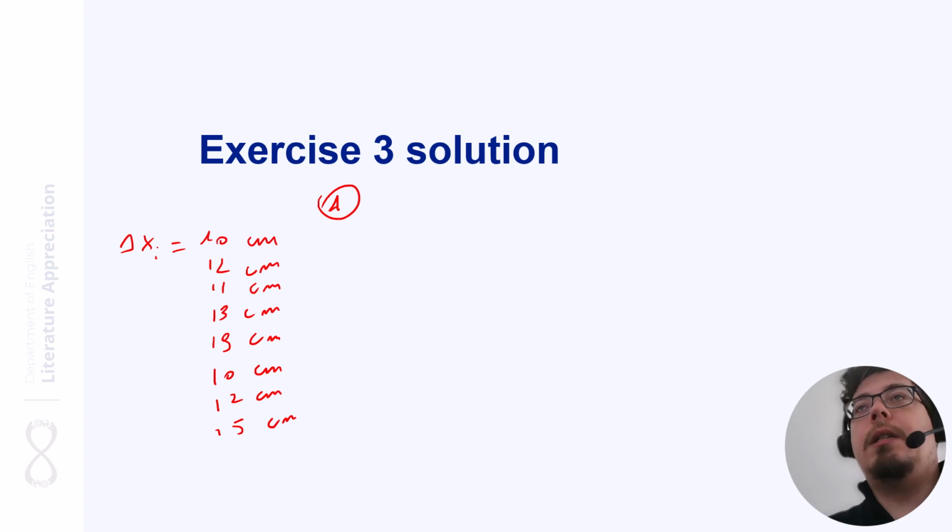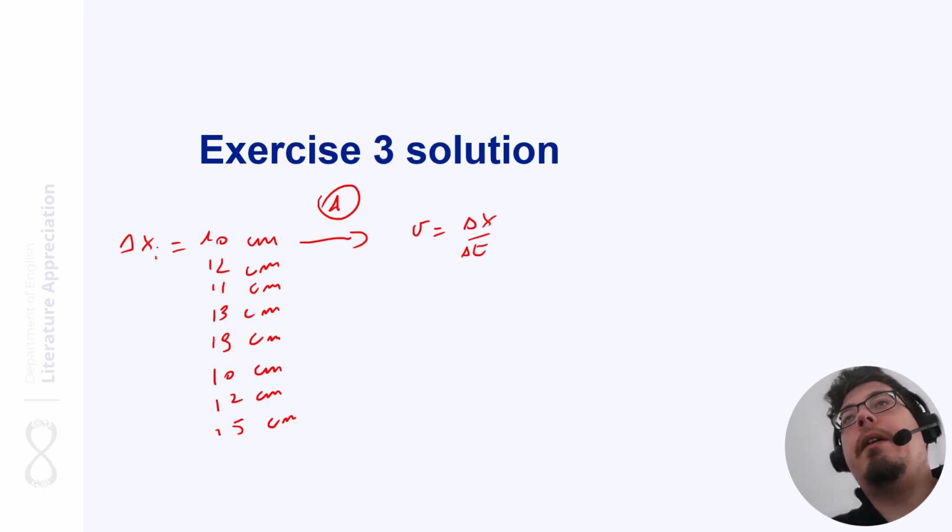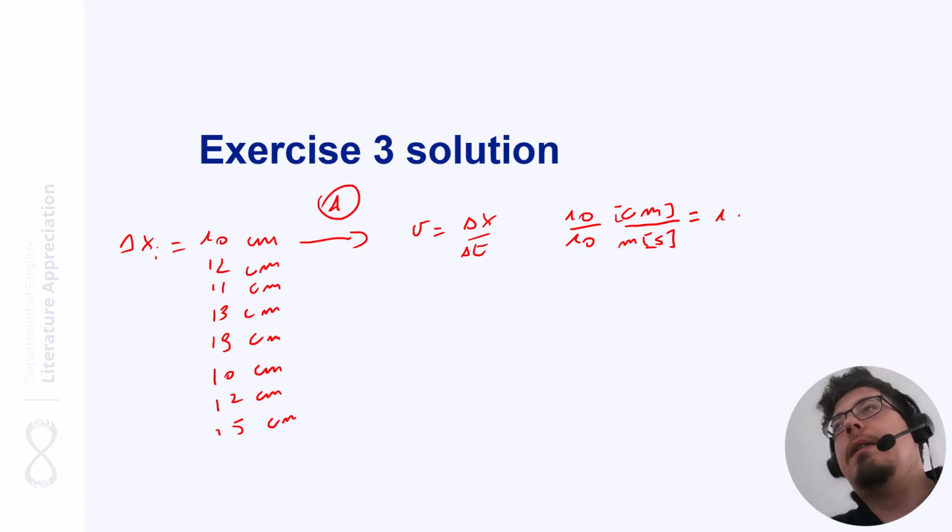So we need to find the velocity at each step, which is again velocity equals delta x divided by delta t, and therefore in the first one we have 10 divided by 10, but this is centimeter over milliseconds. So 10 over 10 is 1. 10 minus 2 is centimeter divided by 10 minus 3, which is millisecond, and this is meter per second. And therefore this is 10 meter per second.